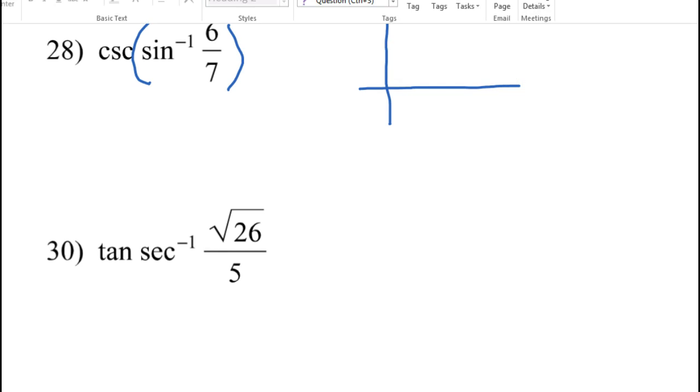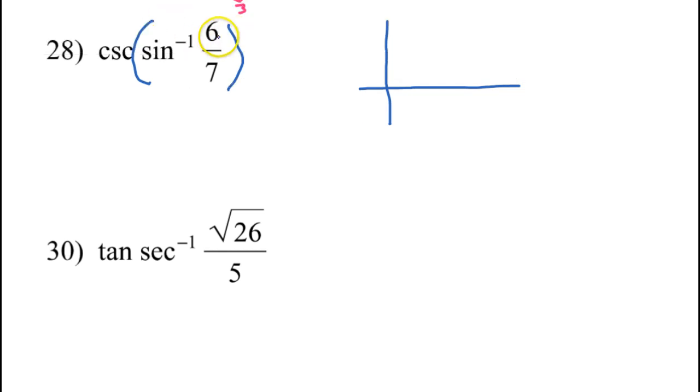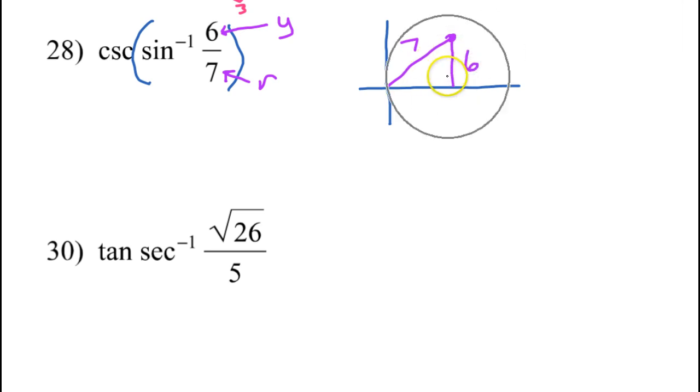So I'm going to draw the angle whose sine is 6 over 7. And here's how I draw it. I know that sine is y over r. So that tells me that 6 is y and 7 is r. Okay, so I'm going to draw that. So here's a radius of 7. The y value needs to be 6.